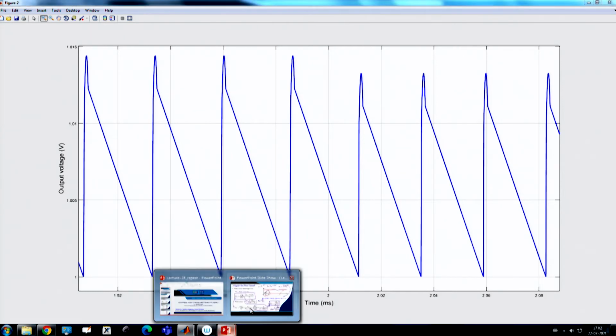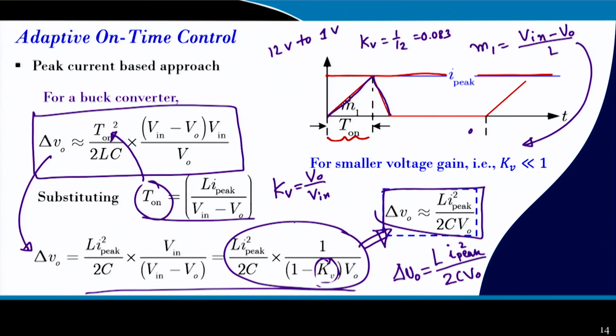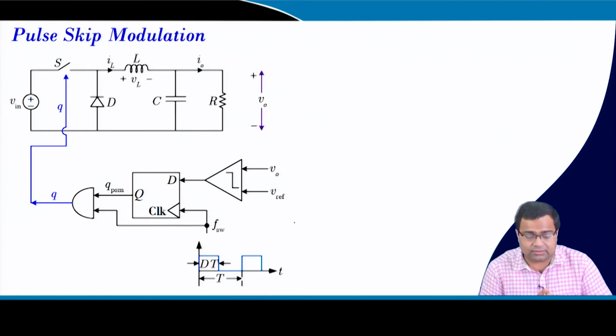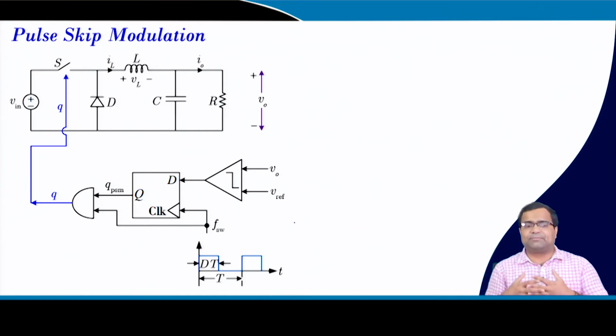Okay, so that means we can take the best benefit out of constant on time as well as adaptive on time when the input voltage varies. If you go to pulse skipping modulation, it can improve the light load efficiency by skipping pulses. That means we can go for charge pulse and skip pulse.